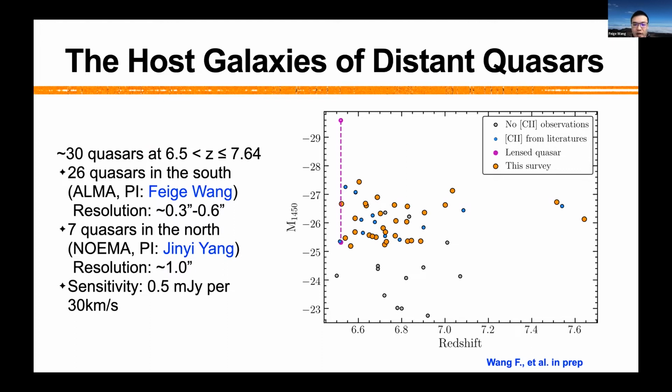at redshift beyond 6.5. In the plot, again, I show the distribution of the luminosity and the redshift of the earliest quasars. You can see that these orange data points are basically the quasars we are targeting with ALMA, and the blue points are the known quasars with ALMA detections, and the black points are objects still lacking ALMA observations. So our survey is trying to build up the ALMA detection of a large sample of quasars at redshift beyond 6.5, and all of them are bright, with a magnitude brighter than -25, which means they are hosting billion solar mass black holes if you assume the Eddington limit accretion.